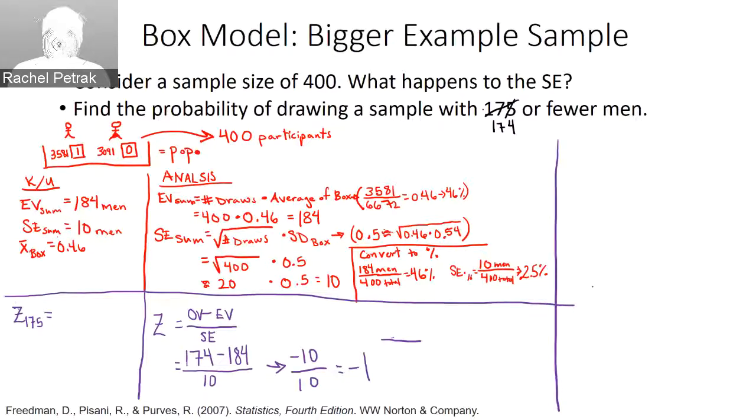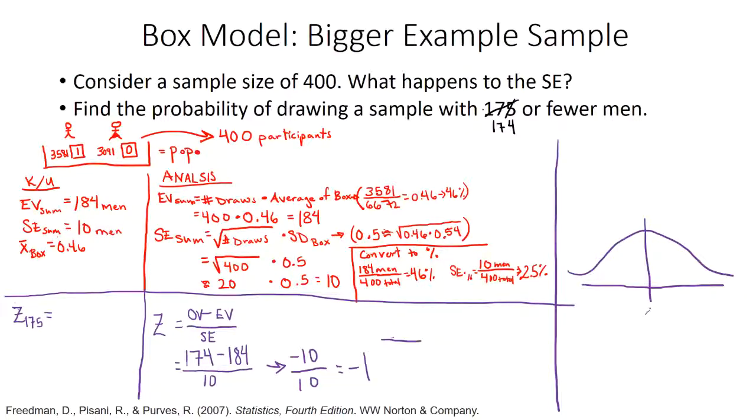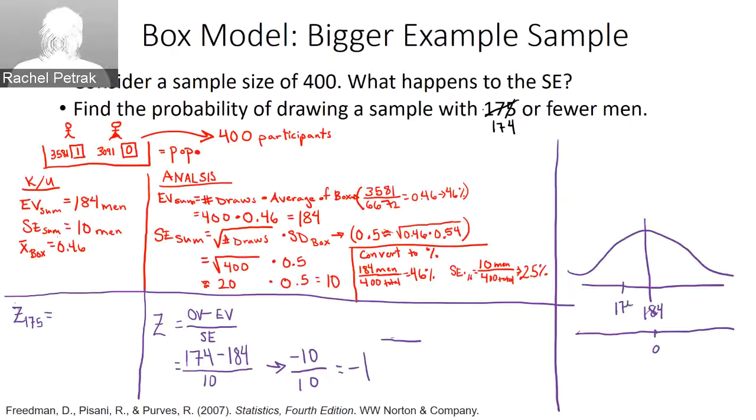I'll draw our figure over here. So we can draw a normal curve, and we remember that our expected value is 184. In standard units, that would be 0. 174 is one standard unit below the expected value, so that's a -1. And to answer this question, we want to know the probability of drawing a sample with 174 or fewer men.